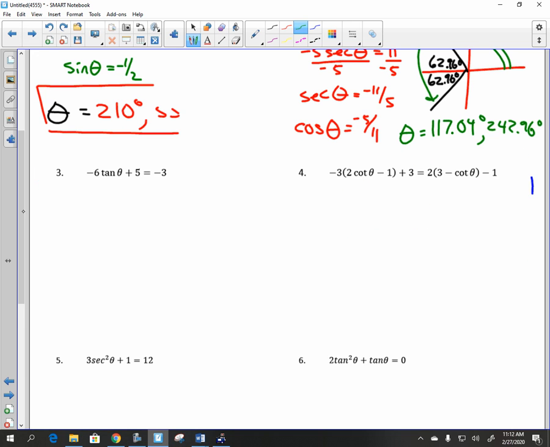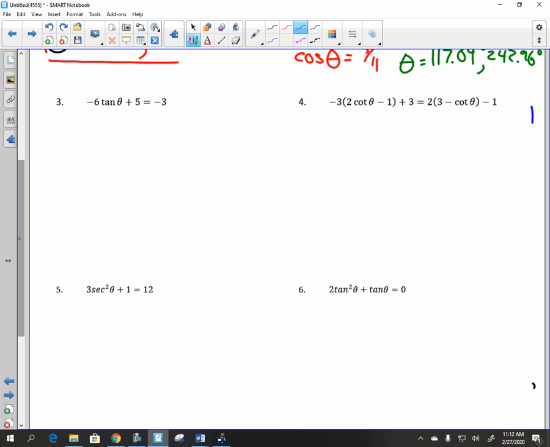All right. Set up the last one. Add, subtract the 5. -6 tangent of theta. Go get your brain food. Come on back. We'll pick up right at that spot.